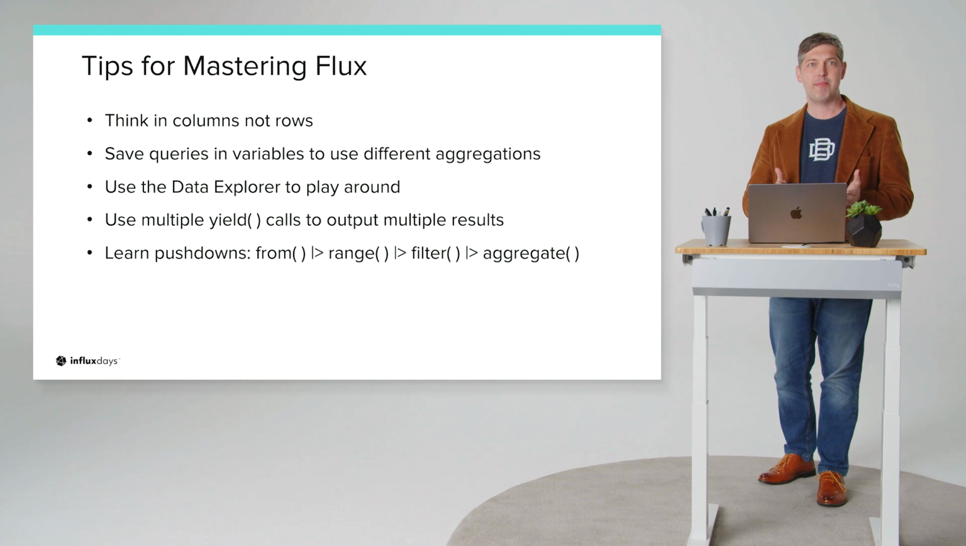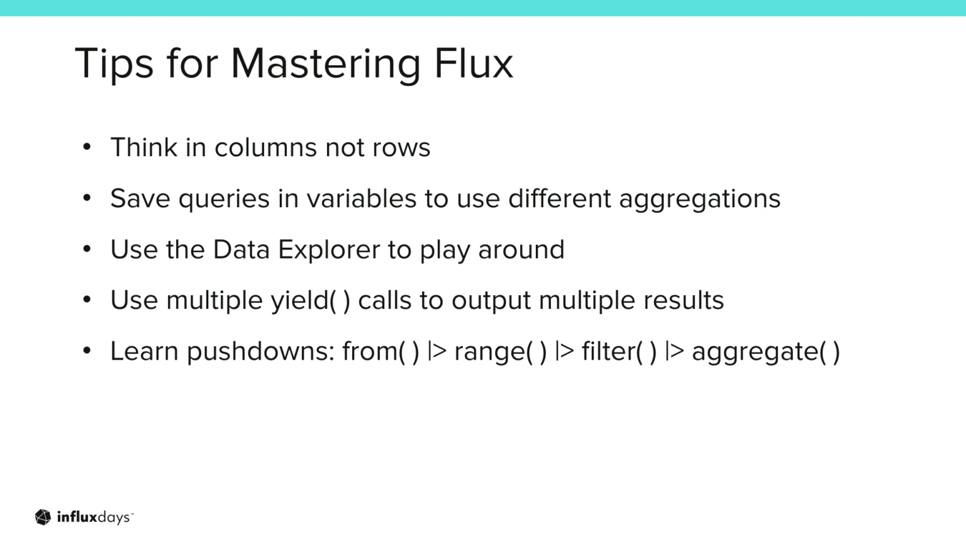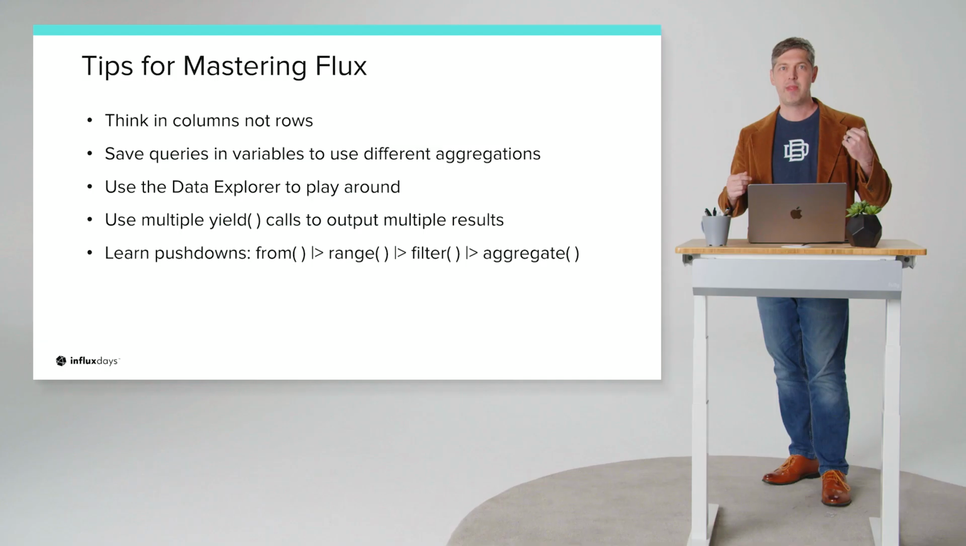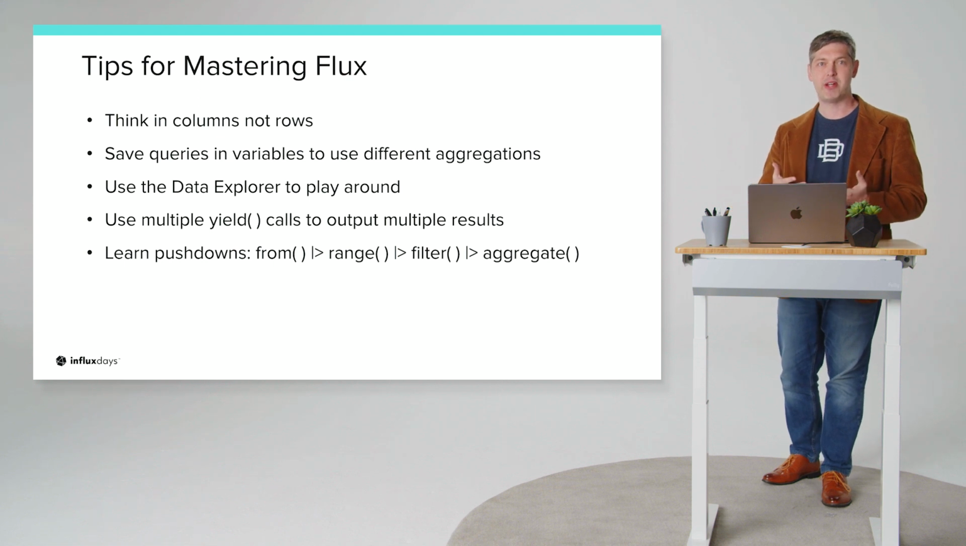As you're building more complex queries, remember that you can save those queries as a variable in your Flux script. And then you can reuse that variable over and over again in your script. So if you want to have maybe two different aggregations on two different fields, you can save the base query as a variable and then use it to perform one aggregation on one field and then another aggregation on another field. And when you do that, you can use the yield command to send multiple sets of data back as a result of your query, even if it's just halfway through your script.